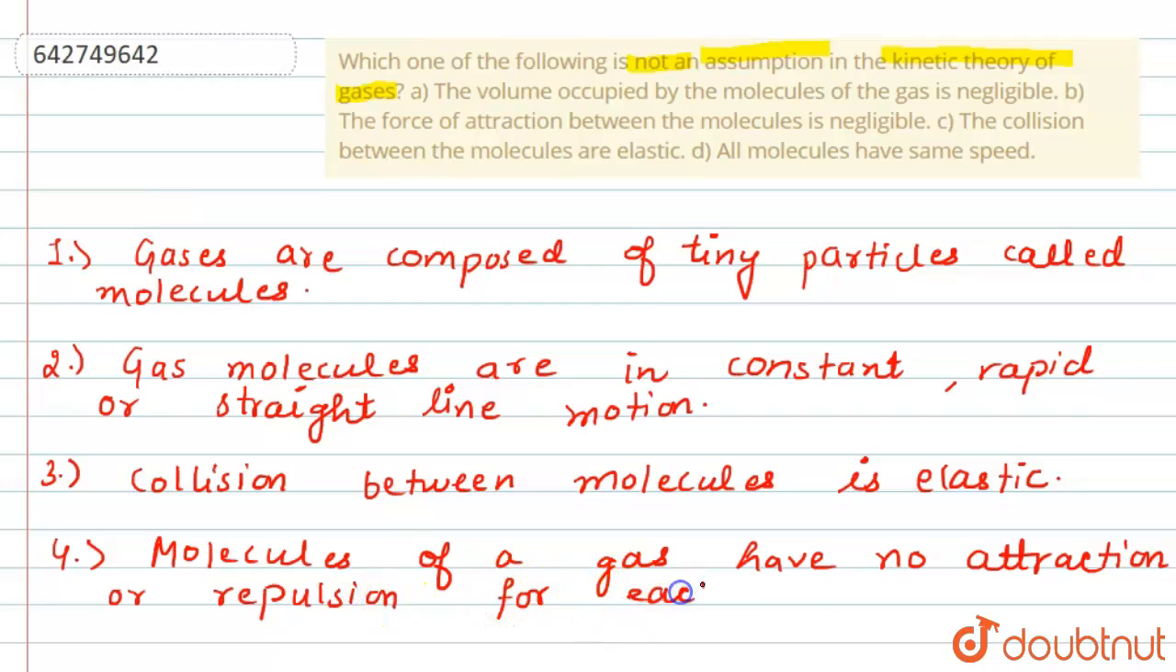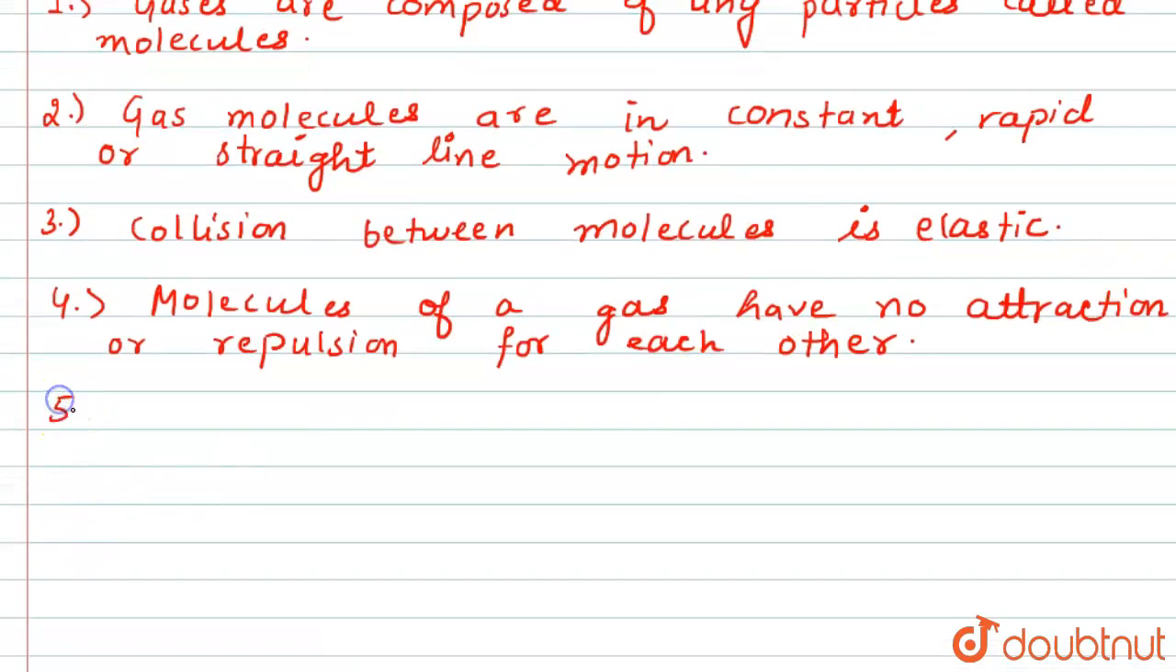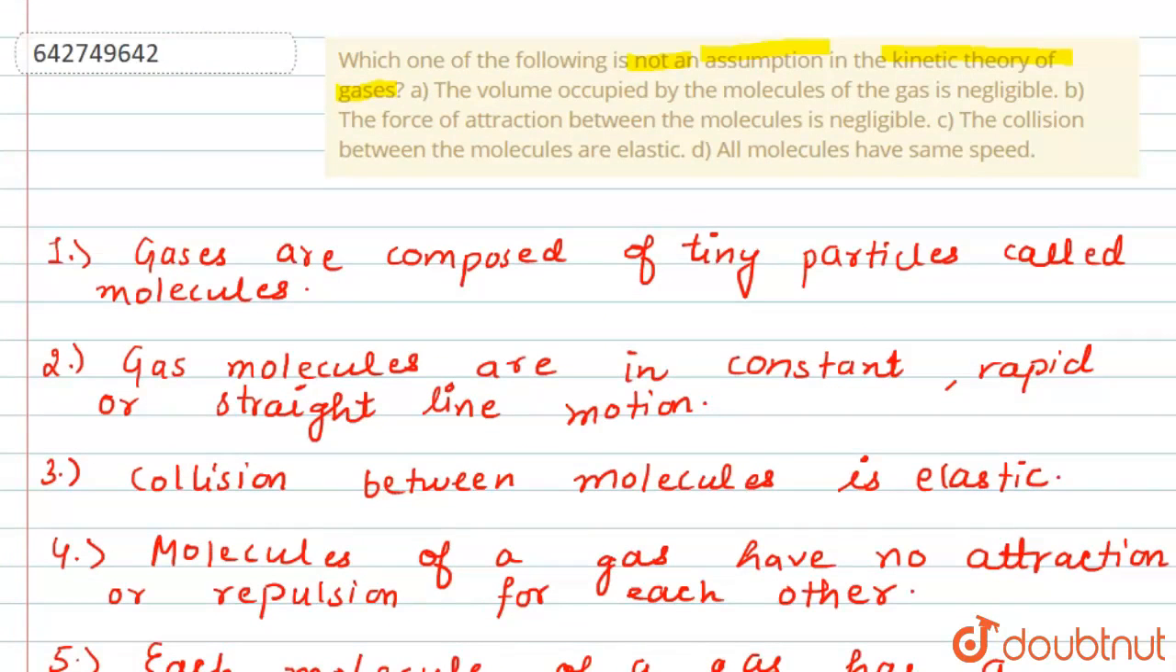The next one is that each molecule of a gas has a different velocity. You can also write speed. Different velocity.